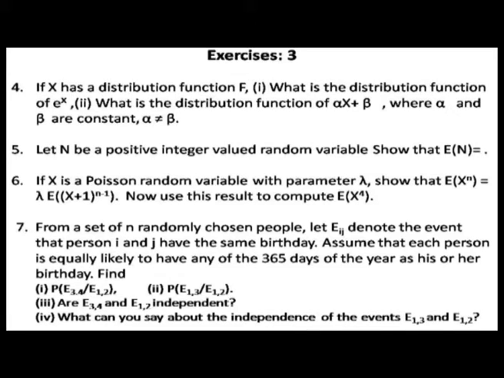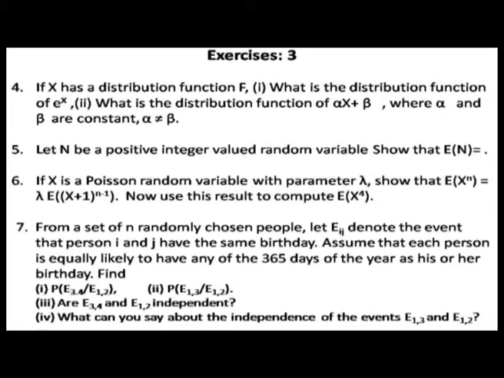6th problem: if x is a Poisson random variable with parameter lambda, show that E of x raised to n is lambda times E of (x plus 1) raised to n minus 1. Now use this result to compute the expected value of x raised to 4.